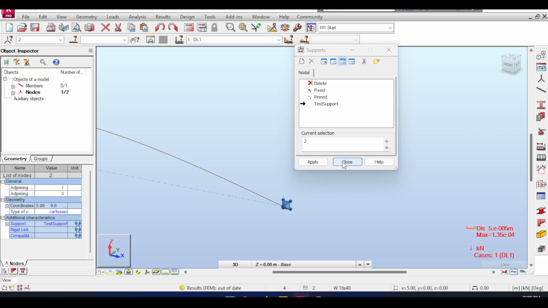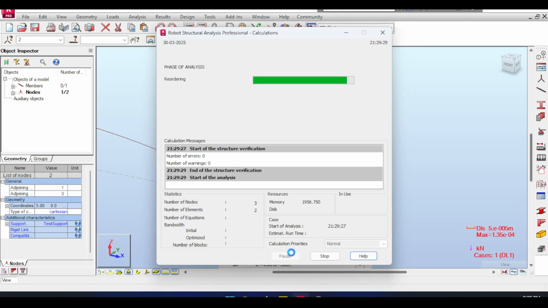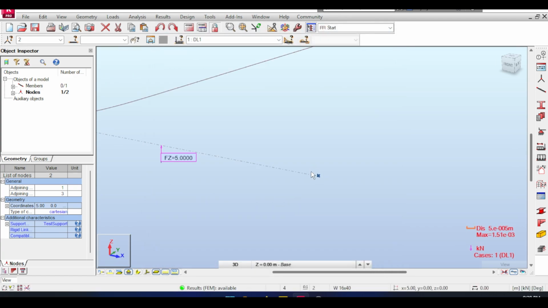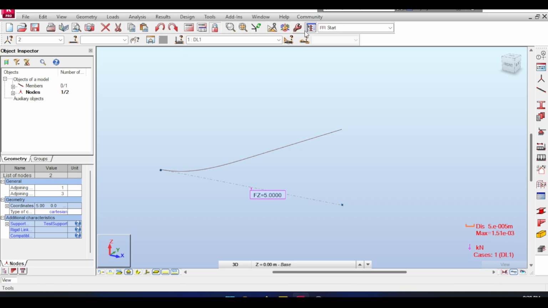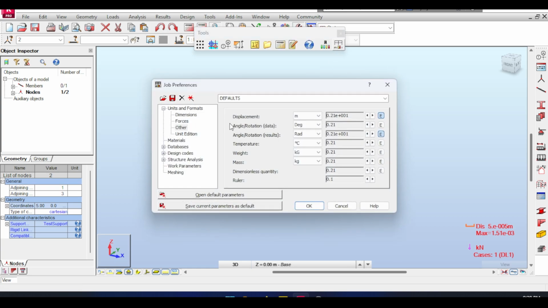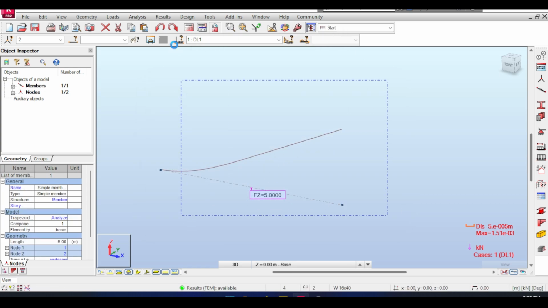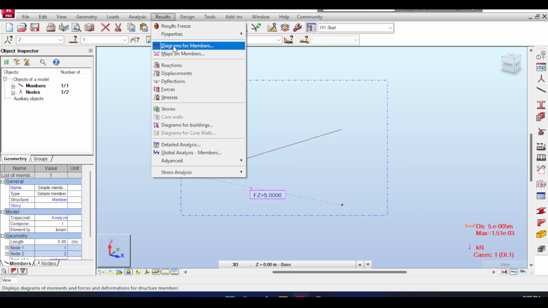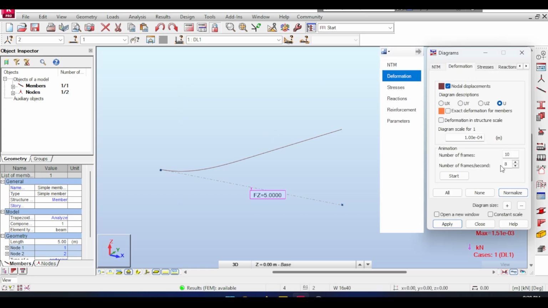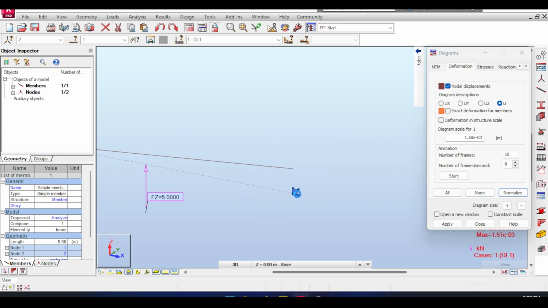Okay, now, if you of course run, this is an equivalent of having a free support because nothing is being held here. And of course, you can see the deflection going up at 1.51 millimeters because my deflection is in meters, so 1.51 is in millimeters. I can check if the deflection is indeed in this unit by going to Tools, Job Preferences, checking the units, and in the others, I can see displacement in meters. Perfect, fantastic. Now, of course, the scale might be a little bit wacky, so I can go to Results and go to Diagrams to Members, Deformation, and normalize that thing just to make it kind of make sense.